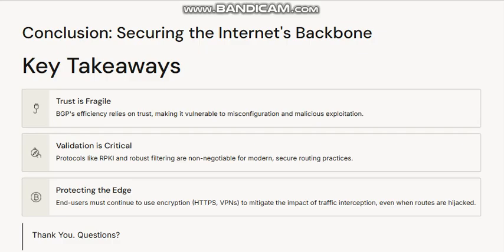So here are some key takeaways and the conclusion to all of this discussion. To conclude, BGP is essential for the internet, but its trust-based design makes it vulnerable to manipulation. Strong validation mechanisms like RPKI and proper filtering are necessary to secure global routing. Even so, end users must use encryption like HTTPS and VPNs to protect their data in case routes are hijacked.